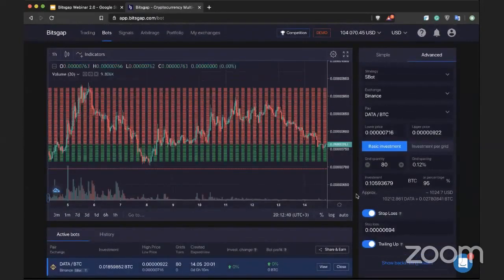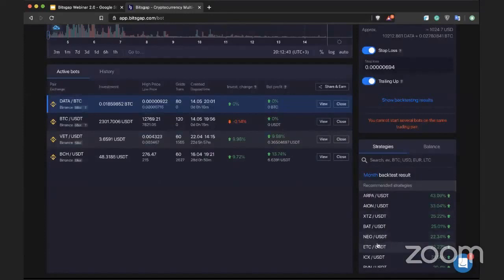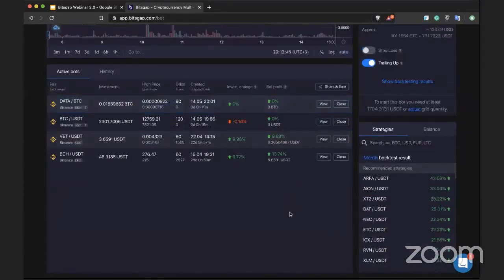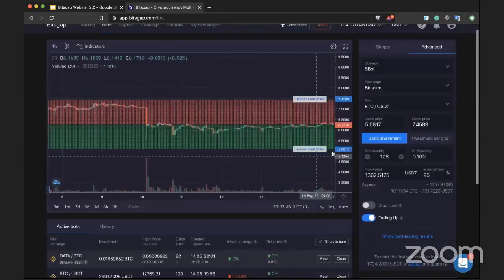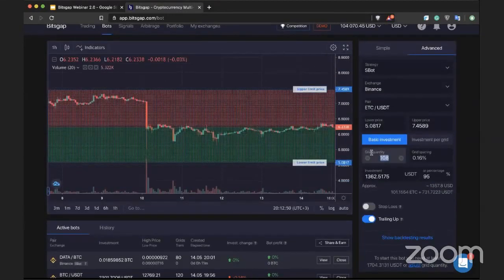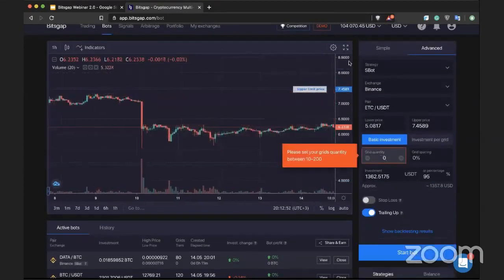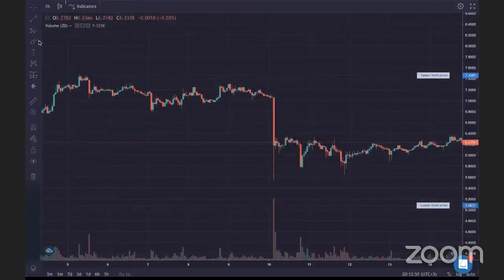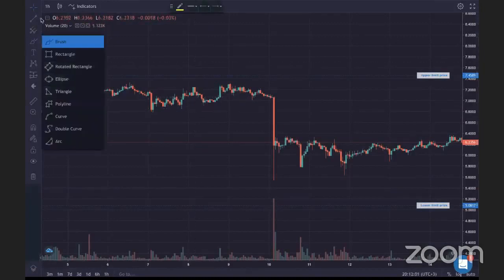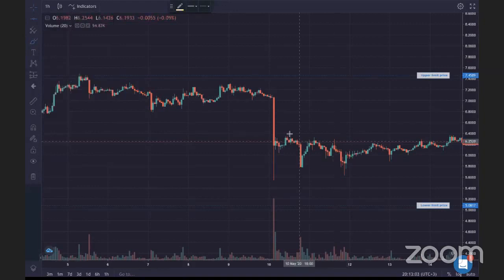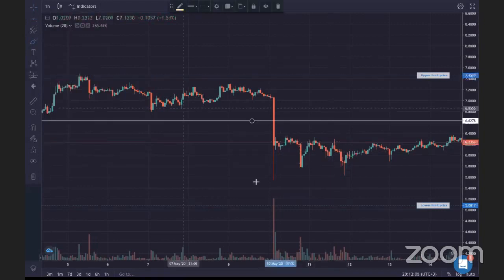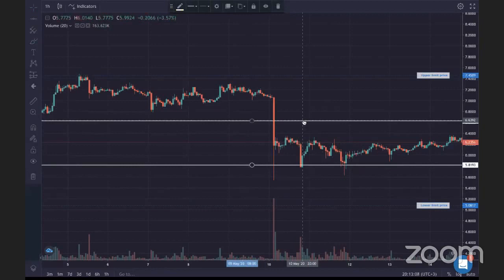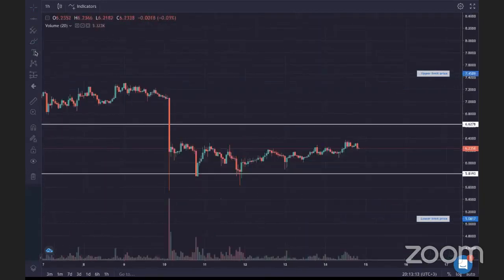So let's use an example with ETC trading to USDT. I'm just gonna draw it for you. Let's zoom the chart and use some available brushes here. So let's say your trading range is defined by this area. That's the upper limit and that's the bottom limit. And you have a trading up feature on.